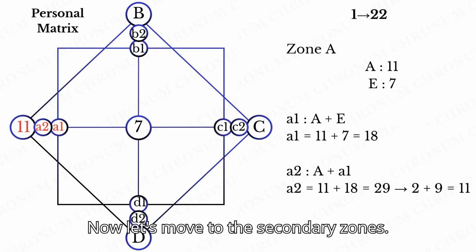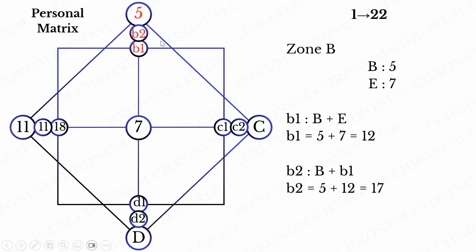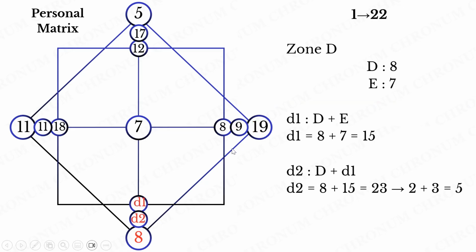Now, let's move to the secondary zones. For zone A, we add A plus C to get A1. In this case, 11 plus 7 gives us 18 for A1. For A2, we need to add A plus A1. So 11 plus 18, which gives us 29. Since it's higher than 22, we reduce it, so 2 plus 9, and we get 11 for A2. We repeat the same process for zone B, zone C, and zone D.